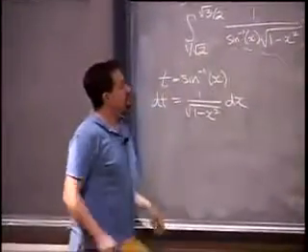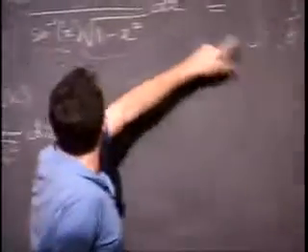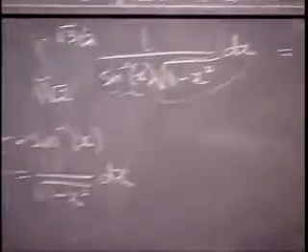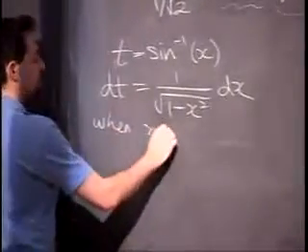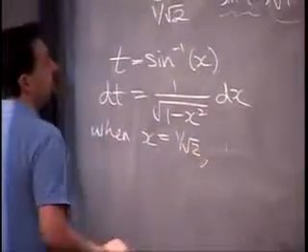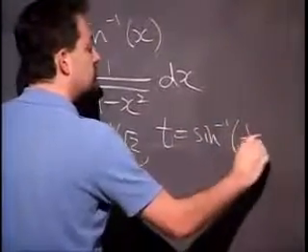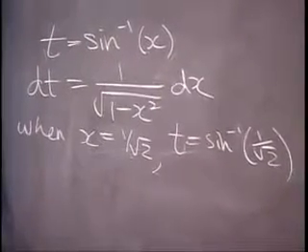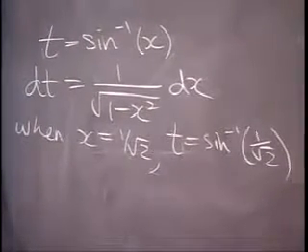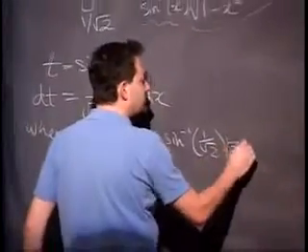In any case, though, it's not legitimate to write 1 over root 2 or root 3 over 2 there. You have to be a little cleverer. You have to say when x equals 1 over root 2, t equals inverse sine 1 over root 2. What is inverse sine of 1 over root 2? What number has a sine equal to 1 over root 2? Pi over 4. You have to be good at trig and inverse trig.